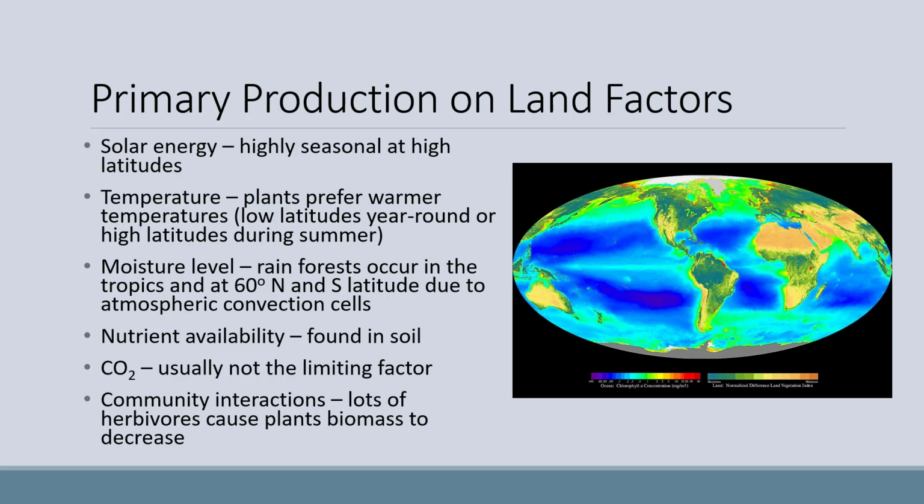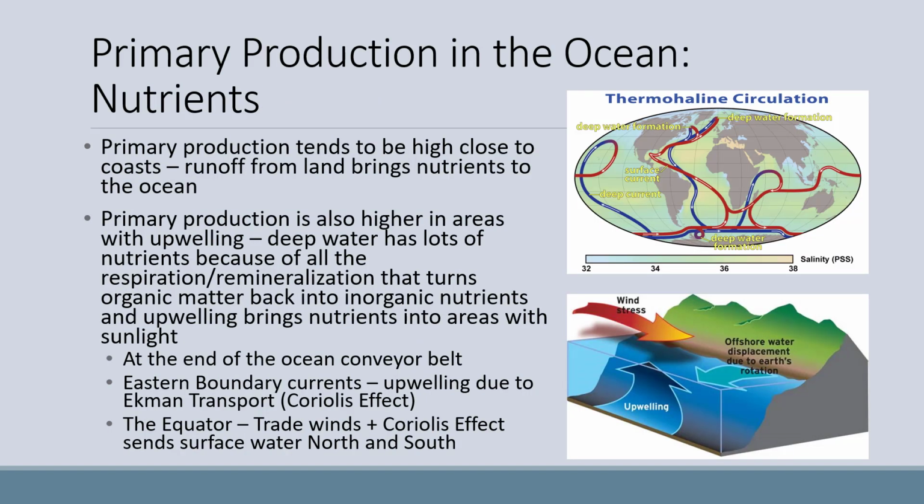Finally, community interactions are also a consideration. If a community has a lot of herbivores, this will cause plant biomass to decrease. There are some other areas of the ocean that tend to have high rates of photosynthesis. Primary production tends to be high close to the coasts. This is because runoff from land brings nutrients to the ocean. Primary production is also higher in areas with upwelling.